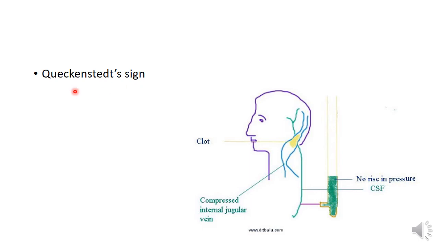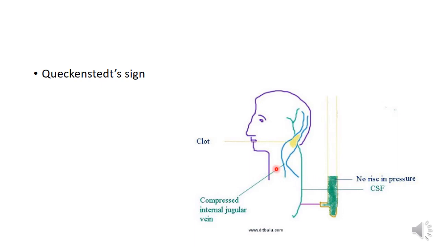Another most important sign is the Queckenstedt sign. In this sign, what they do is they compress the internal jugular vein and monitor the lumbar puncture. So through the lumbar puncture, they will be monitoring the CSF pressure.